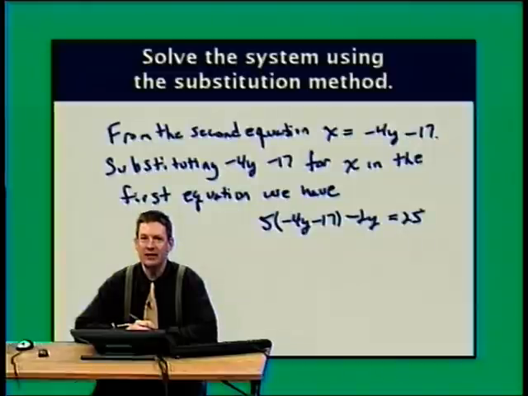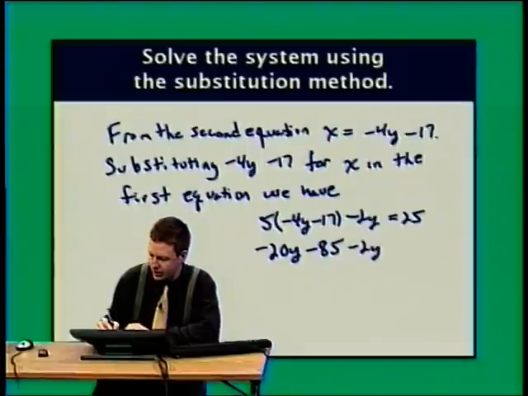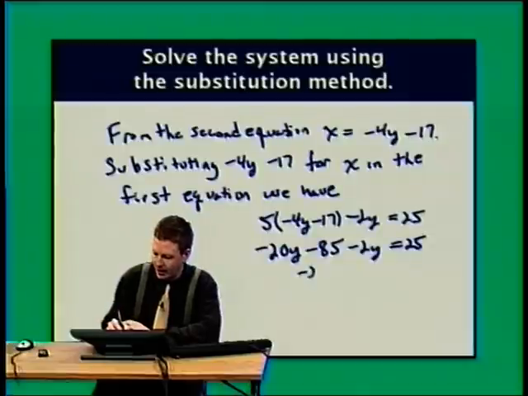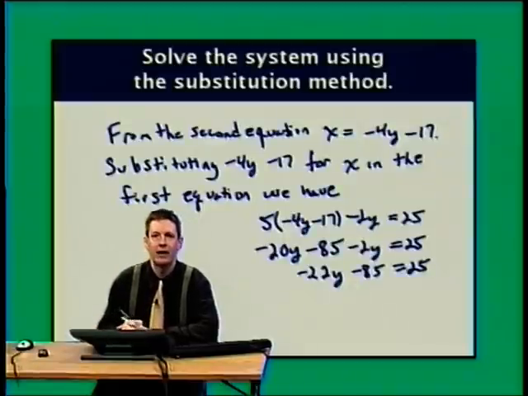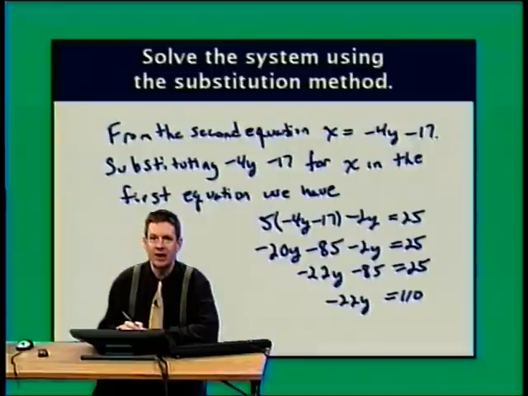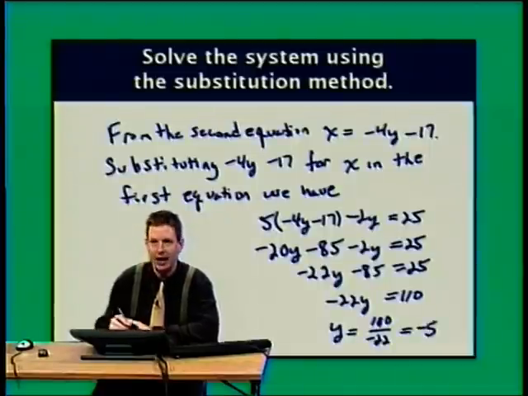Now we have one equation with one unknown, so we can go ahead and solve for y. Distributing the 5, we have negative 20y minus 85, and we still have minus 2y, and this all equals 25. So combining my like terms, negative 22y minus 85 equals 25. Adding 85 to both sides of the equation, negative 22y equals 110, and dividing both sides by negative 22, y is 110 divided by negative 22, which is negative 5.